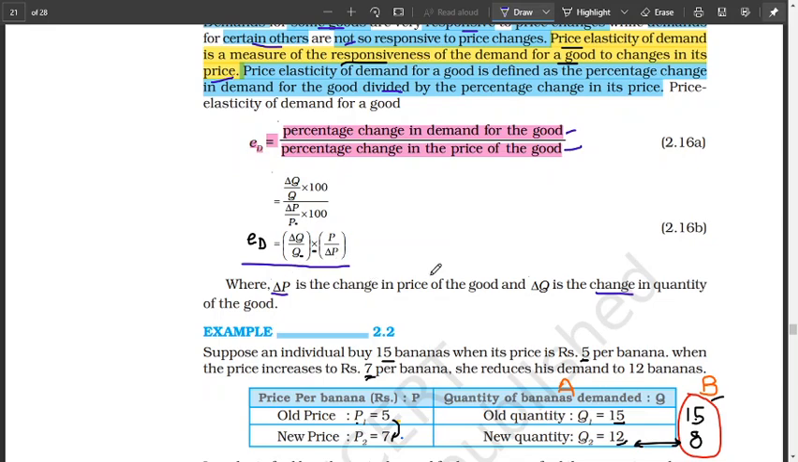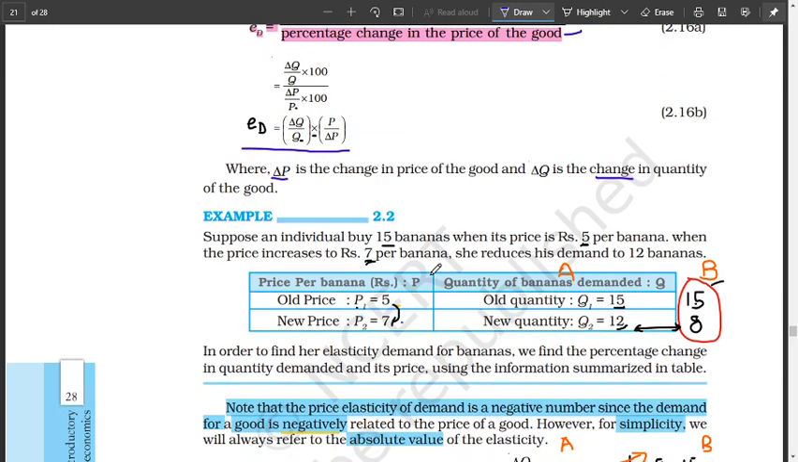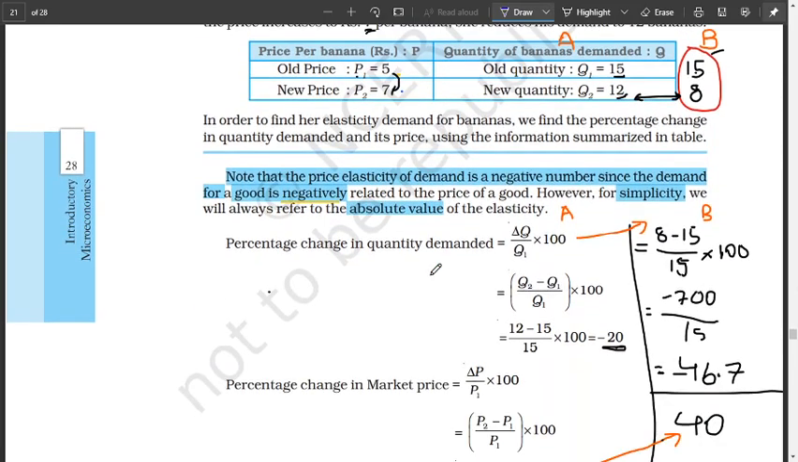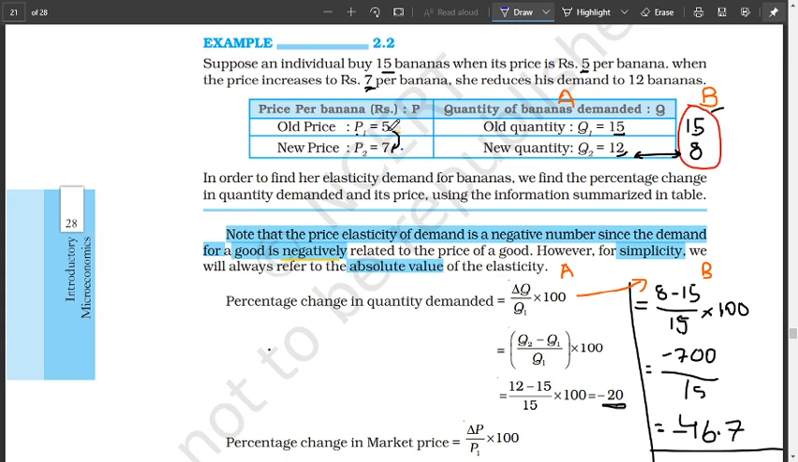Okay, so let's look at an example to understand the response to the change in price. Let's say that the price prevailing in the market is 5.